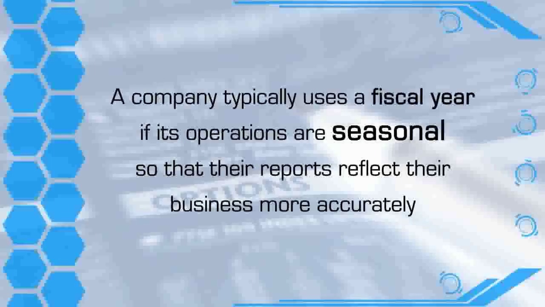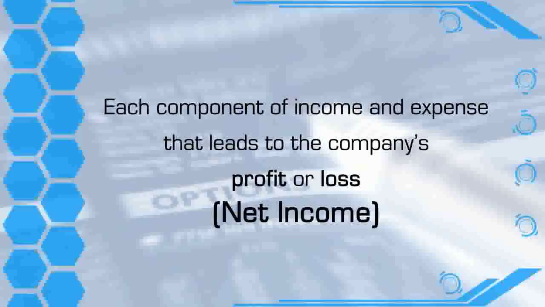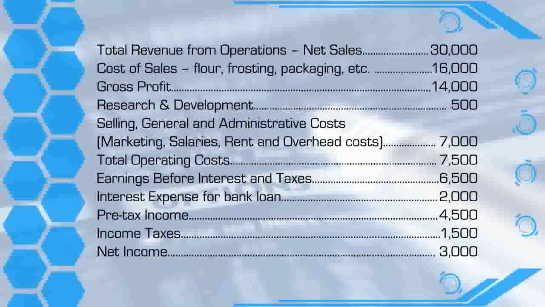A typical income statement is formatted to show each component of income and expense that leads to the company's profit or loss, which is known as net income on the income statement. Let's see how that might look if we were in the business of making and selling cupcakes. We'll assume that we sold $30,000 worth of cupcakes this period. Our direct costs for making those cupcakes were $16,000, leaving us a gross profit of $14,000.